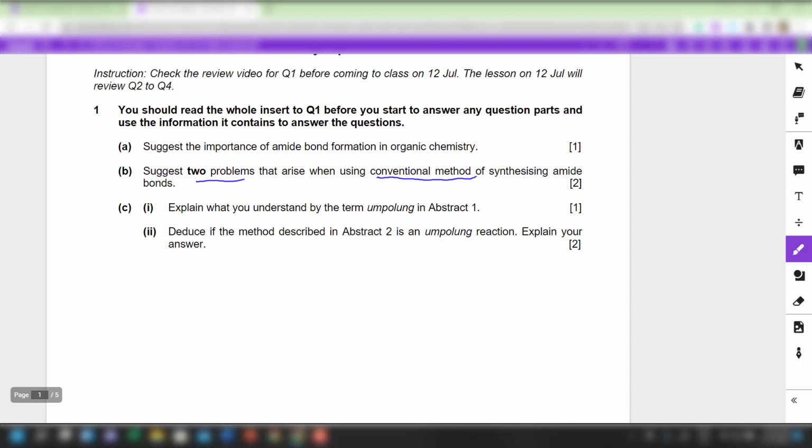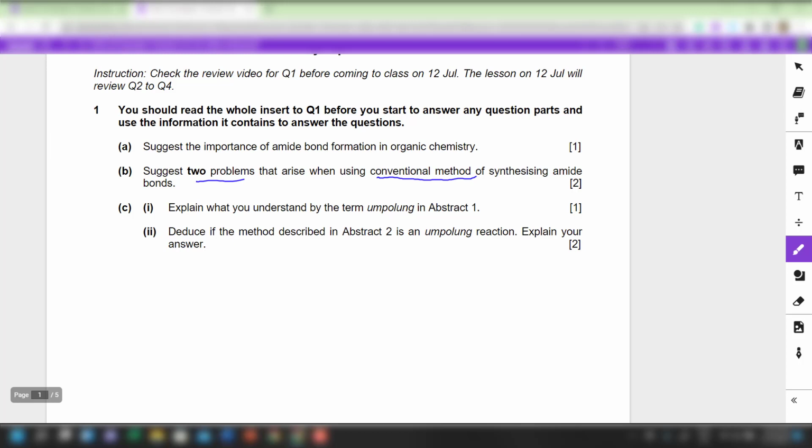And at the same time, there might be many other functional groups which will potentially react with the reagent you use to convert the carboxylic acid into, say, an acid anhydride or the acyl chloride. What do I mean by other functional groups? For example, maybe somewhere in your molecule there might be an alcohol or there might be a thiol group.